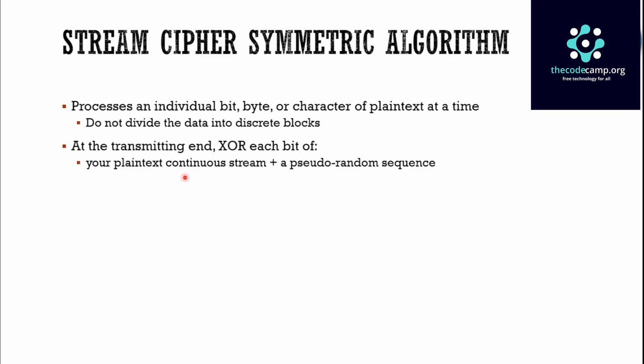So you've got your file or whatever going one bit at a time. This is why it's good for transmissions. It's coming down one bit at a time. We will also at the same time create a pseudo-random sequence.